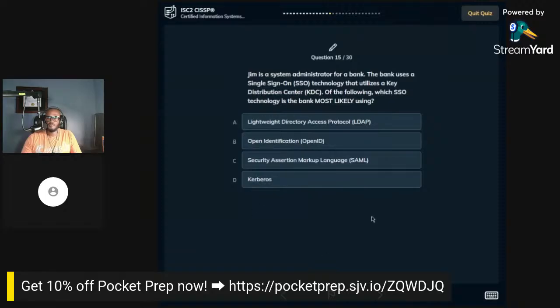Jim is a system administrator for a bank. The bank uses a single sign on technology that utilizes a key distribution center. Of the following, which single sign on technology is the bank most likely using?